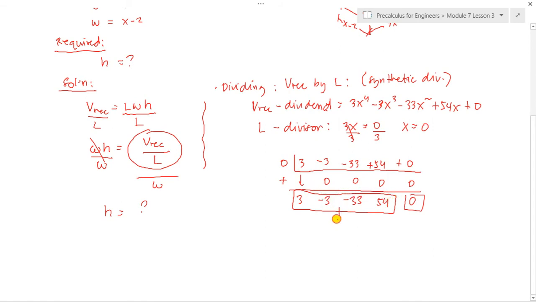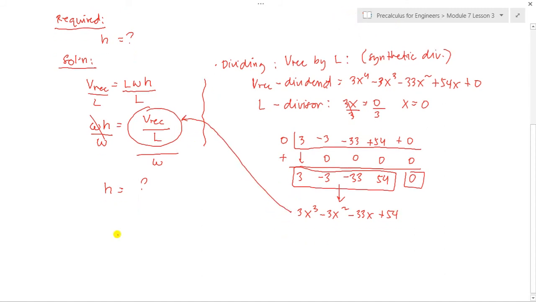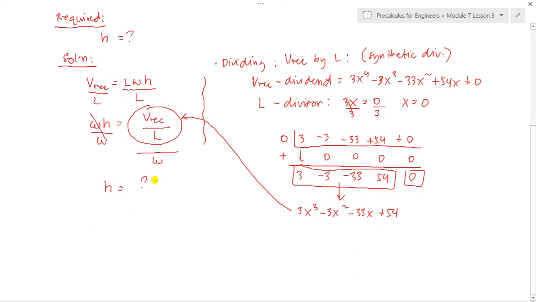Now, if we convert this back into an expression, the leading term is x cubed, because x to the 4th minus the degree of the divisor gives 3x cubed. Then minus 3x squared minus 33x plus 54. That is our answer, the one in the circle. The next thing is we divide that one by the W.